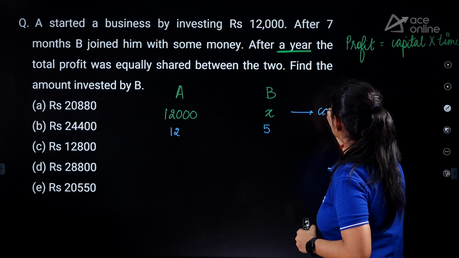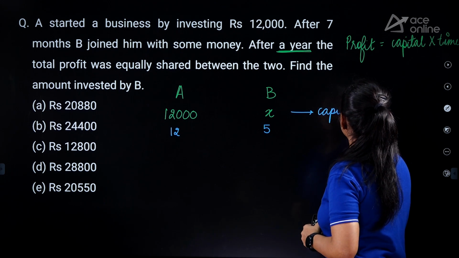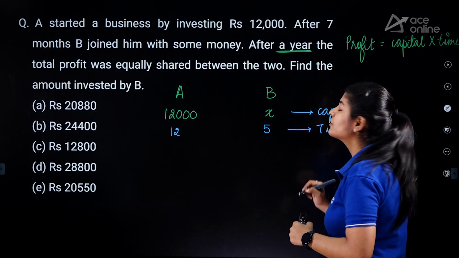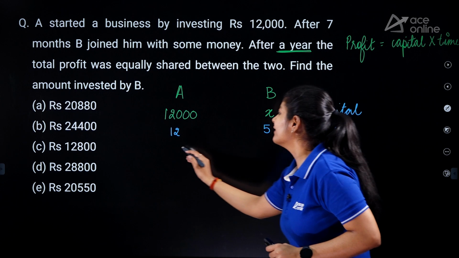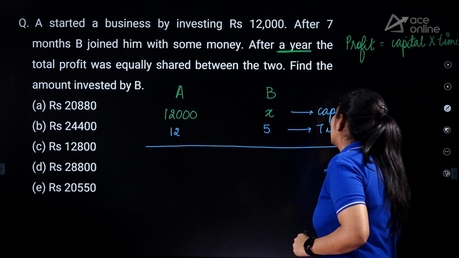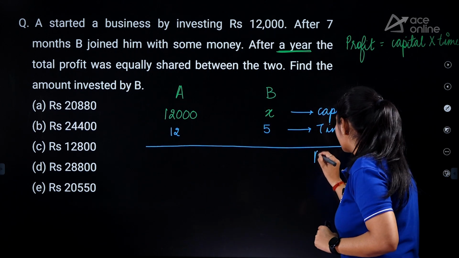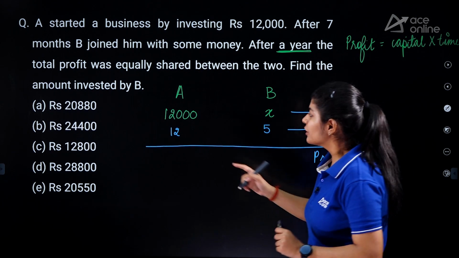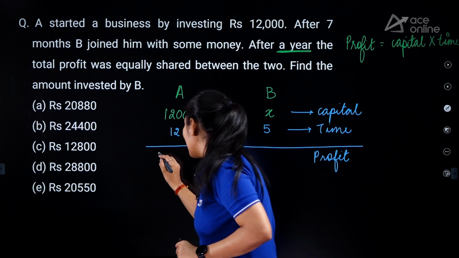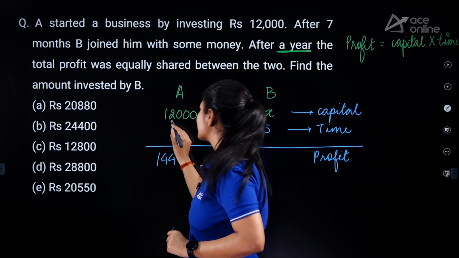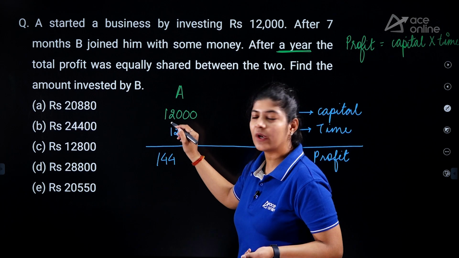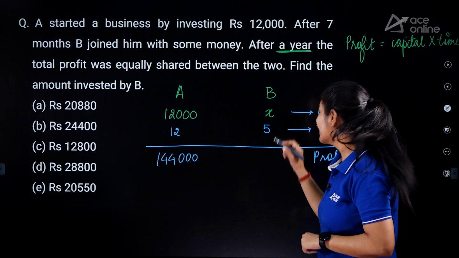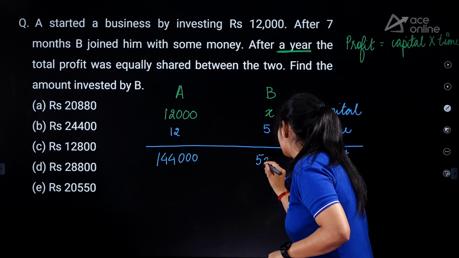So basically this is your capital and this is your time. And we know that when we multiply these values we will get the profit. So if I multiply the values over here, I'll get 144 because I know that the square of 12 is nothing but 144 and we are having 3 zeros. So I just simply put 3 zeros over here. Here we will get 5x.